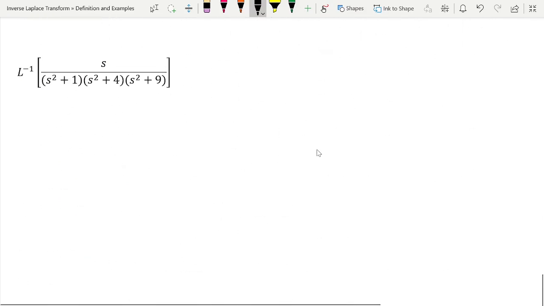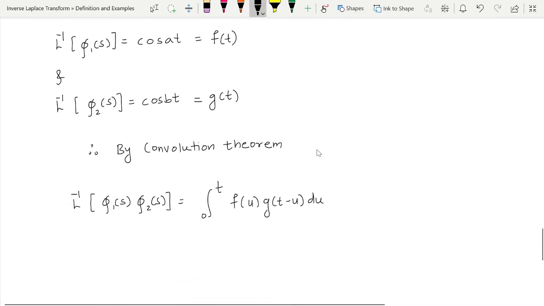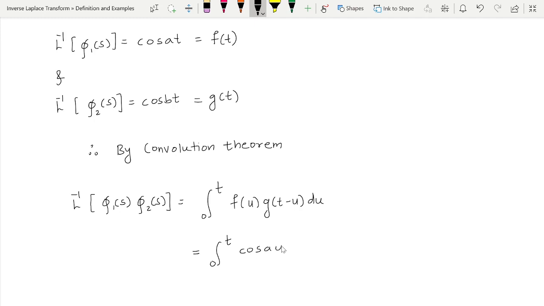Now we already know the value of f of t, that is cos of at. So what will be my f of u? My f of u will be cos of au. Just we are replacing t by u. And what will be my g of t minus u? g of t minus u will be simply replacing t by t minus u, so it will be cos of b(t minus u). So just put it here. So it will be integral 0 to t cos au cos b(t minus u) du.